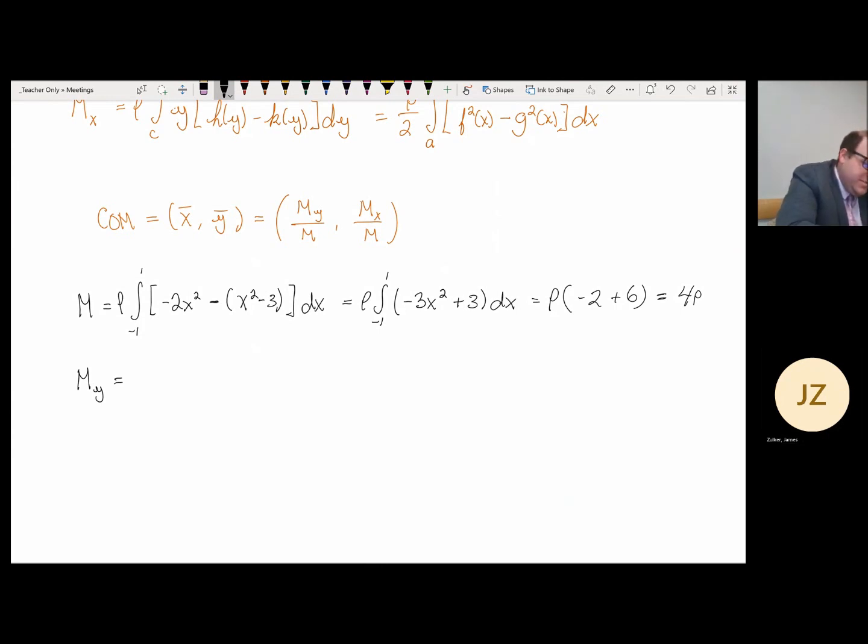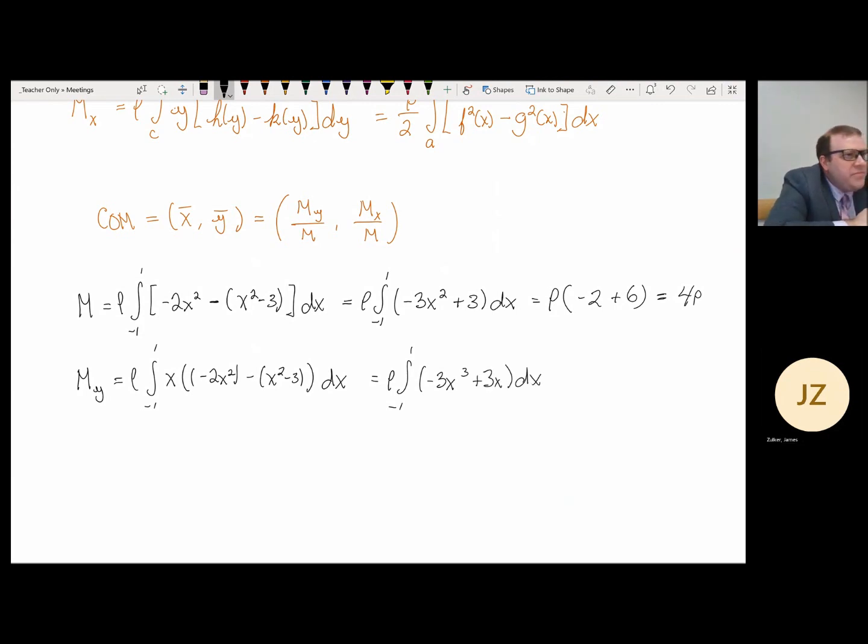And the y moment is easier. Rho times the integral from -1 to 1 of x times f of x minus g of x, which is 0 by symmetry.